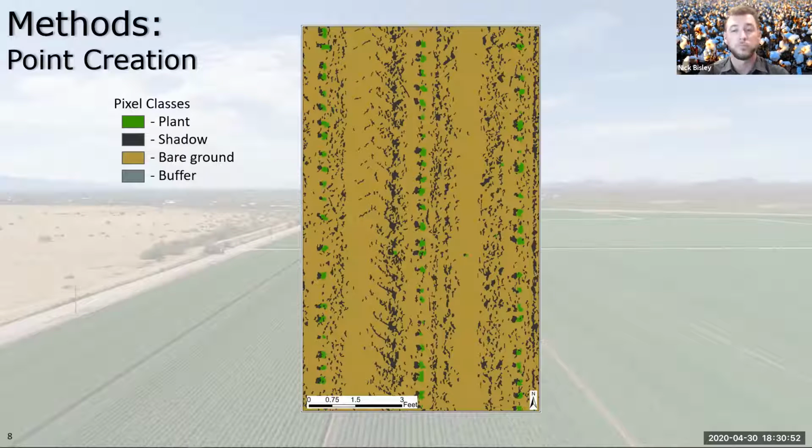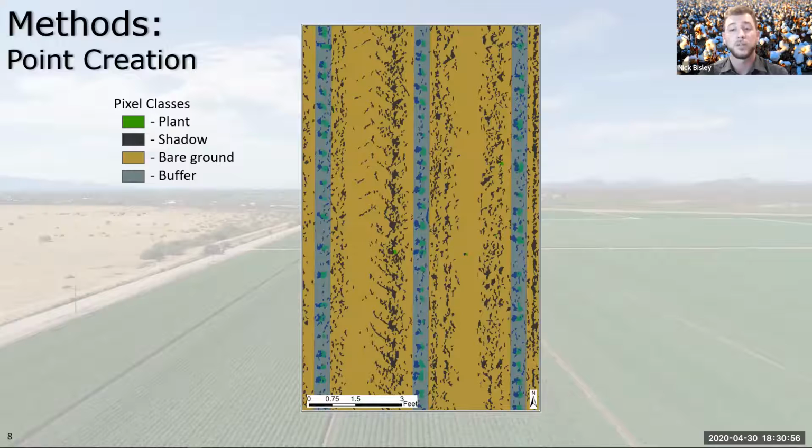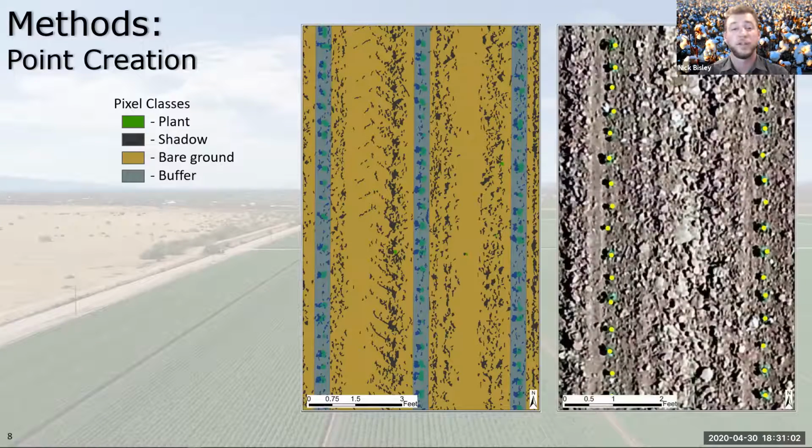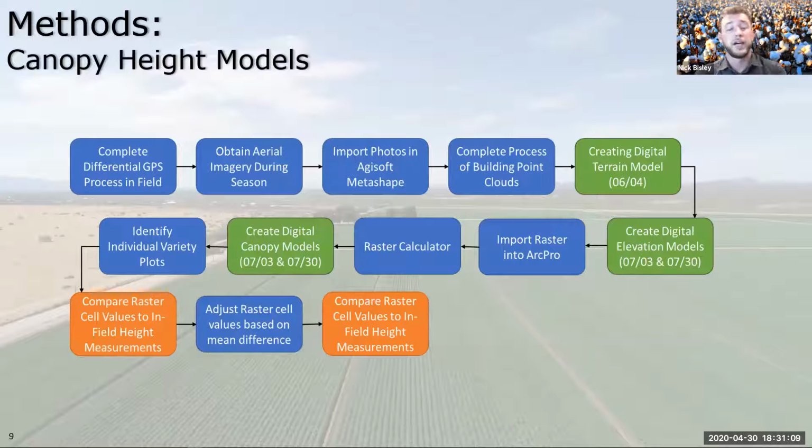And so the beauty of commercial agriculture is things are usually planted in rows. So I was able to create a buffer to select only those groups of pixels within that buffer, within that row. And then points were created for individual plants. Then the canopy height model, so measuring the height of the plants.